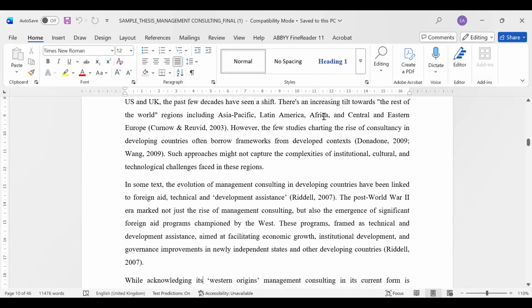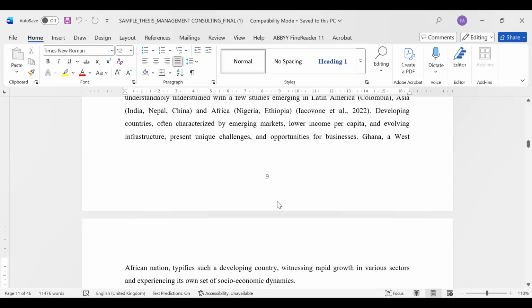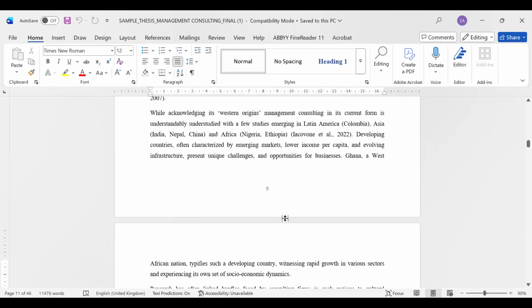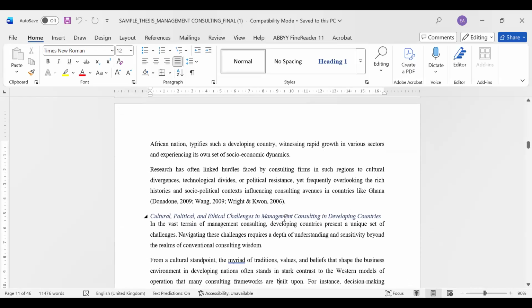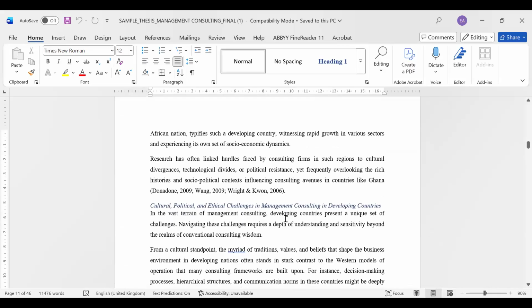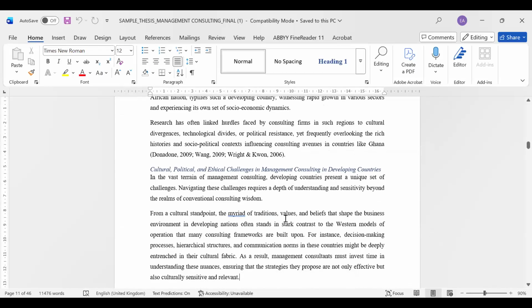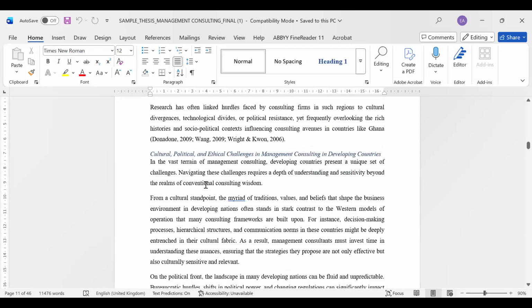They are saying they are Asia, Pacific, Latin America, Africa, Central and Eastern Europe. However, few studies charting the rise of consultancy in developing countries borrow from developed contexts. In some texts, the evolution of management consulting in developing countries has been linked to foreign aid, technical aid, development assistance, reference indicated. So you look at the literature and what it is saying. And this activity was very easy because the table was done, and so you know exactly who to cite for which points you are making. And then if you look at the objectives, you see that the objective hints at cultural, political, and ethical issues as challenges. So there's a theme here from that perspective.